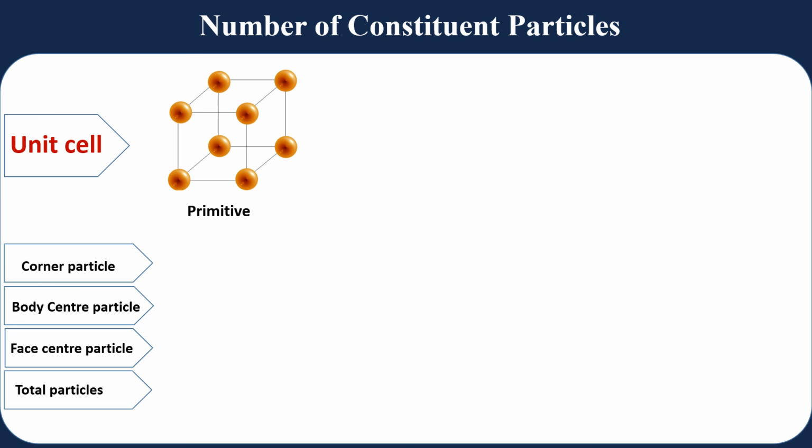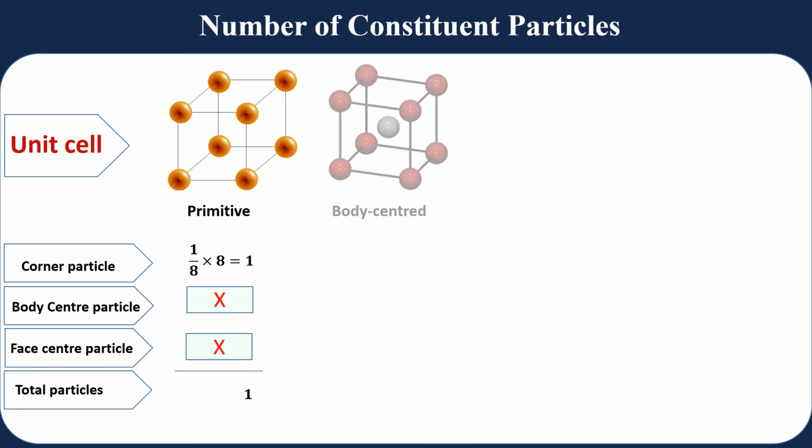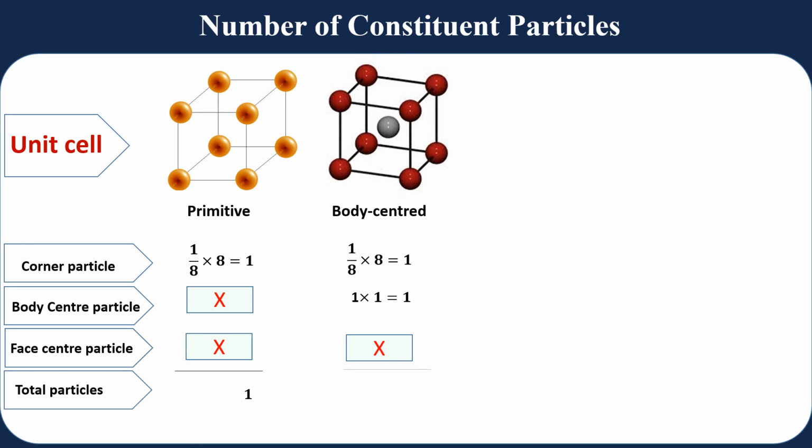For the primitive unit cell, 1 by 8 particle is the contribution of a corner particle. There are 8 corner particles, so the total contribution of the corner particles is 1. There is no body center particle or face center particle, so the total number of particles is equal to 1. In the body centered unit cell, there are corner particles, so 1 by 8 into 8 is equal to 1. And there is a particle present in the body center. There is no face center particle, so the total number of particles is equal to 2.